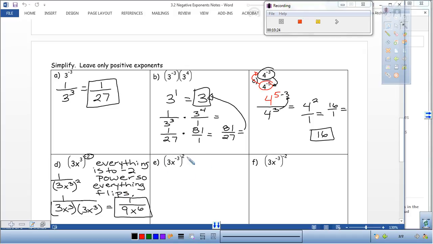Okay, in this one, notice only the x has a negative exponent. Oh, on this one? Okay, fix it to make it look like this then. How did that happen? Okay, fix it to make it look like mine.